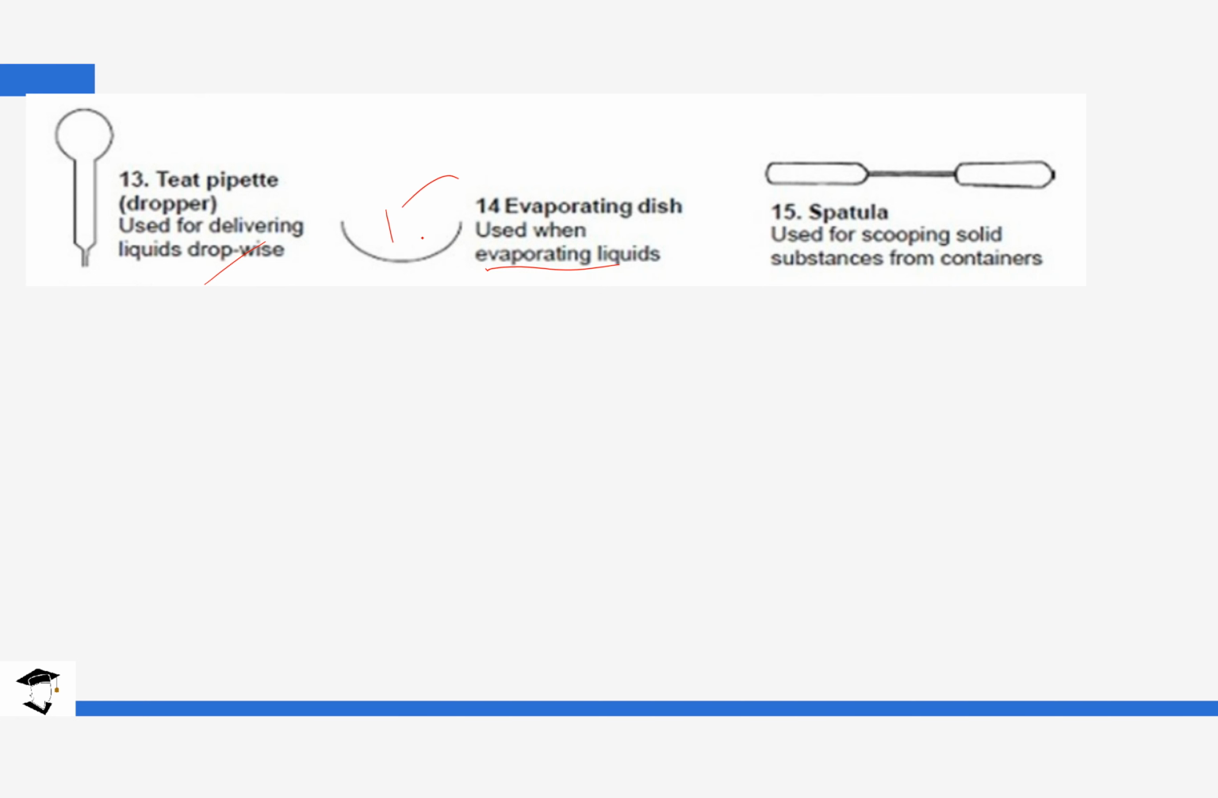You place the liquids here and you heat, and then it evaporates. And then the spatula is used for scooping solid substances. When we want small amounts, we use the spatula. We do not want to scoop with our hands.